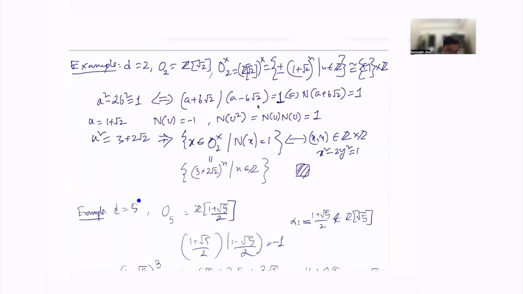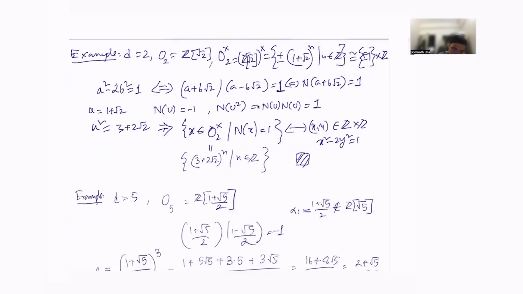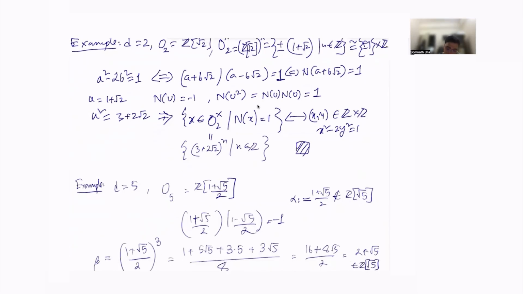But look at another example. Let's say d equal to 5. Then we know the ring of integers is Z[(1 plus root 5)/2]. And you just look at this element (1 plus root 5)/2 into (1 minus root 5)/2. Then what is it? This is minus 1. So you define alpha to be (1 plus root 5)/2. Note that this doesn't belong to Z[root 5]. Okay, so this is an element which is in Z[(1 plus root 5)/2], but it's not in Z[root 5], and norm of alpha equal to minus 1. So this implies that alpha is in O_5 star, the units.